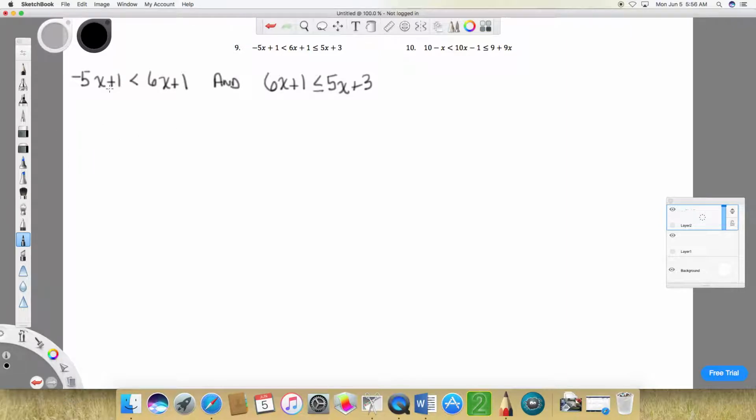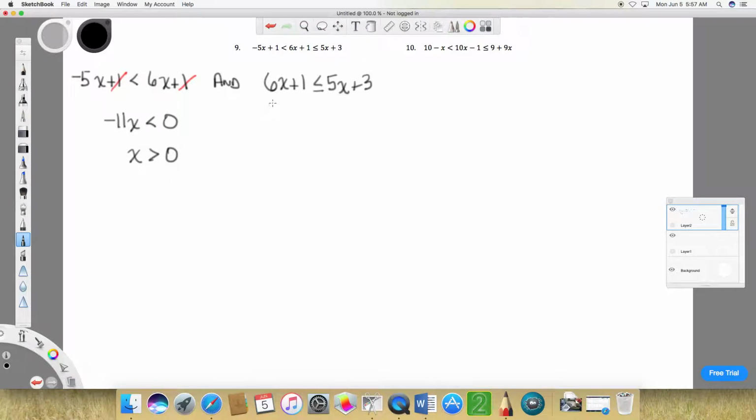So let's come over here on the left and solve this inequality. I like to get the variables on the left-hand side and the constants on the right. So I'm going to subtract 6x from each side. I'll have negative 11x. And I'm going to subtract 1 from each side. You can see that these ones just simply cancel, so that's 0. If I divide both sides by a negative 11, then I have to change the direction of the inequality, and 0 divided by negative 11 is 0. So I have x is greater than 0.